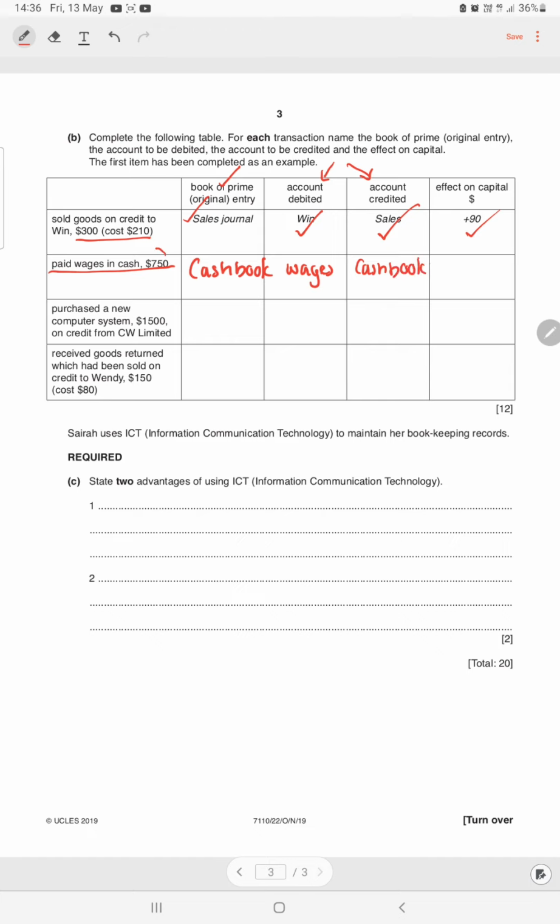Wages is an expense, your expenses increase by 750, which means equity will decrease by 750. Remember I told you, when expenses increase, equity decreases.